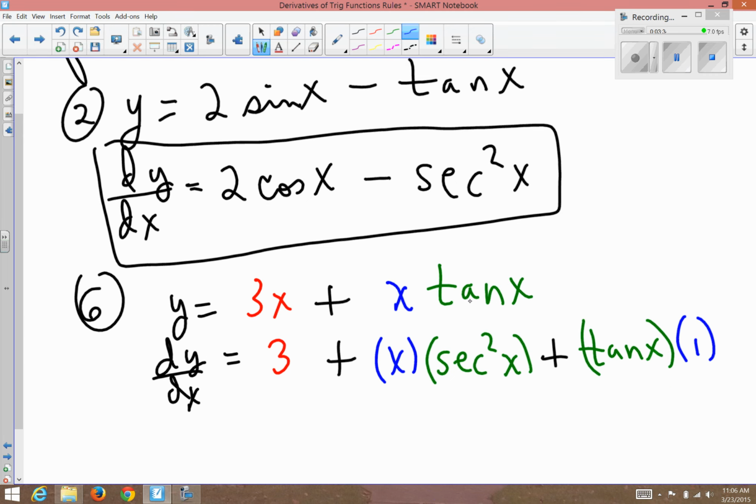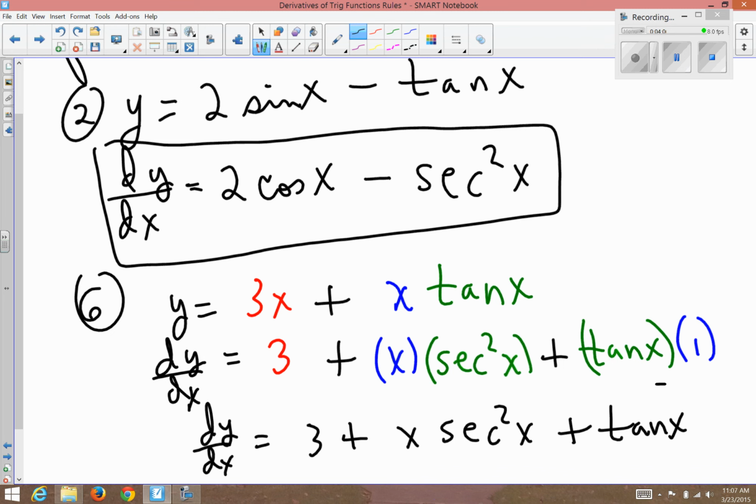So the blue and green, the derivative of blue times green is the first, which is x, times the derivative of tan x, which is secant squared x, plus the second is tan x, times the derivative of the first. The derivative of 1x is 1. So for exercise 6, dy dx equals 3 plus x secant squared x plus tan x. That's it.